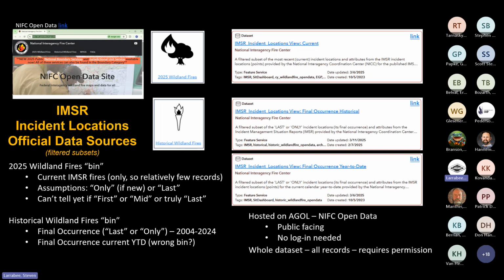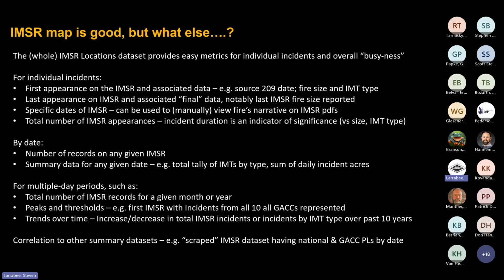And then if you're special enough, you have to have permission, but you can get to the whole enchilada. So it's not these public-facing data sets, but obviously there's the big data set that has all those firsts, mids, lasts, and onlys for all of the IMSR records dating all the way back to 2004. So having all this, so what? What can we do with that?